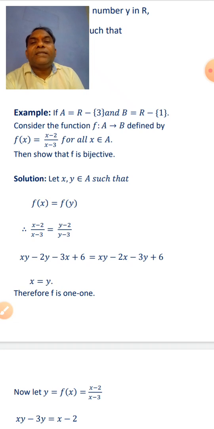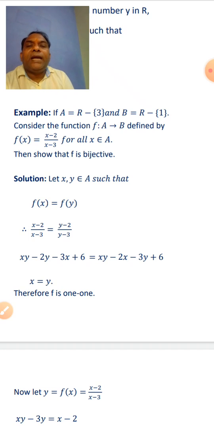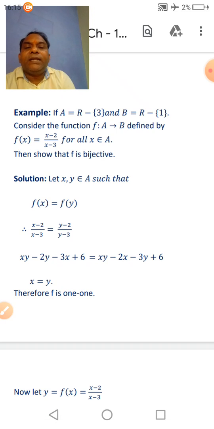Clear? So here set A is the set of all real numbers except 3 and set B is the set of all real numbers except 1, and the given function is defined from A to B. It means x belongs to the set A and y belongs to the set B, and f(x) is given: f(x) is equal to (x minus 2) upon (x minus 3). f(x) is given.